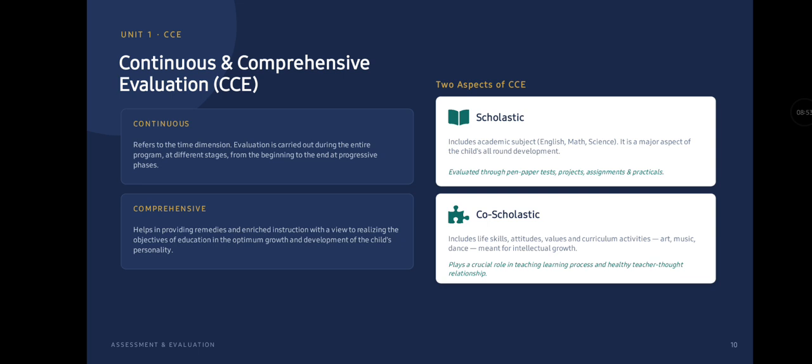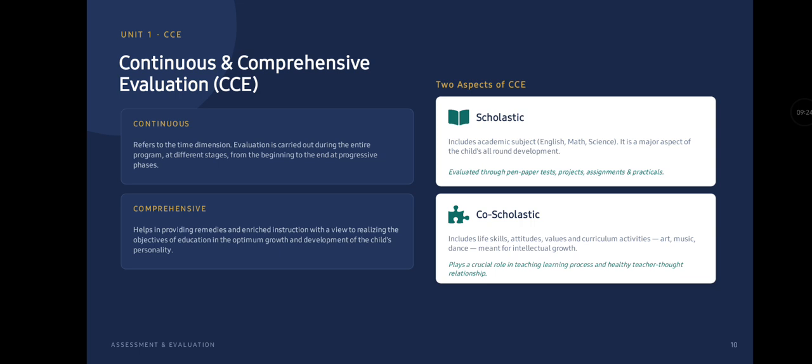Next, we'll go through CCE, which is continuous and comprehensive evaluation. What is continuous? Refers to the time dimension. Evaluation is carried out during the entire program at different stages from the beginning to the end at progressive phases. Comprehensive means helping in providing remedies and enriching instruction with a view to realizing the objectives of education in the optimum growth and development of the child's personality.